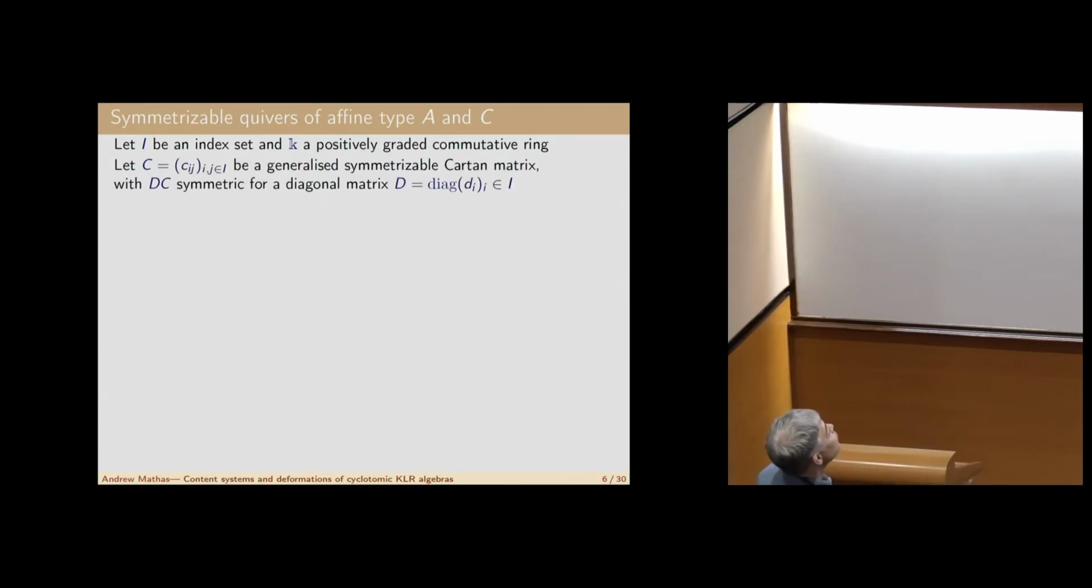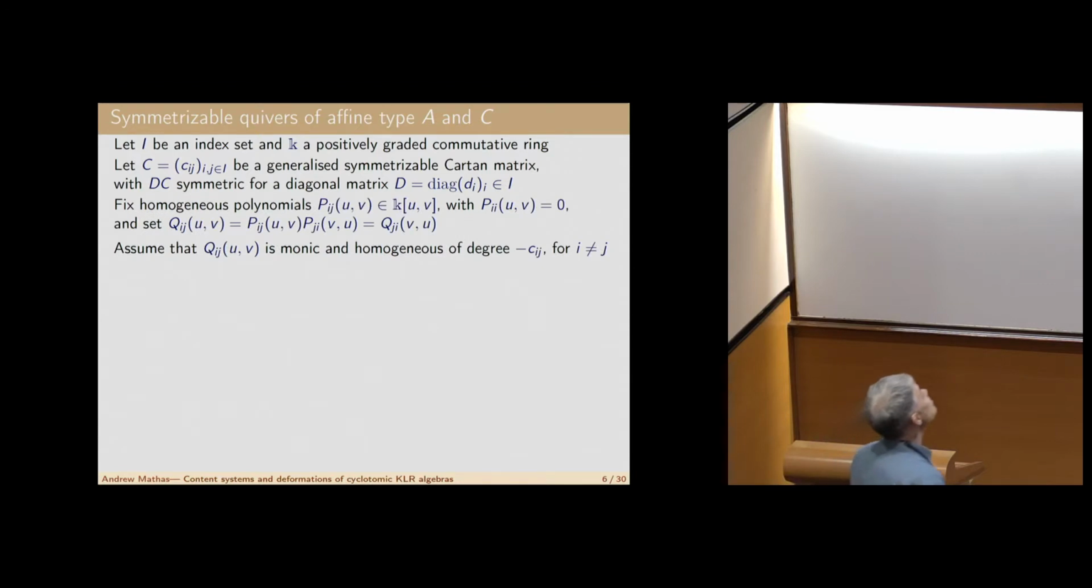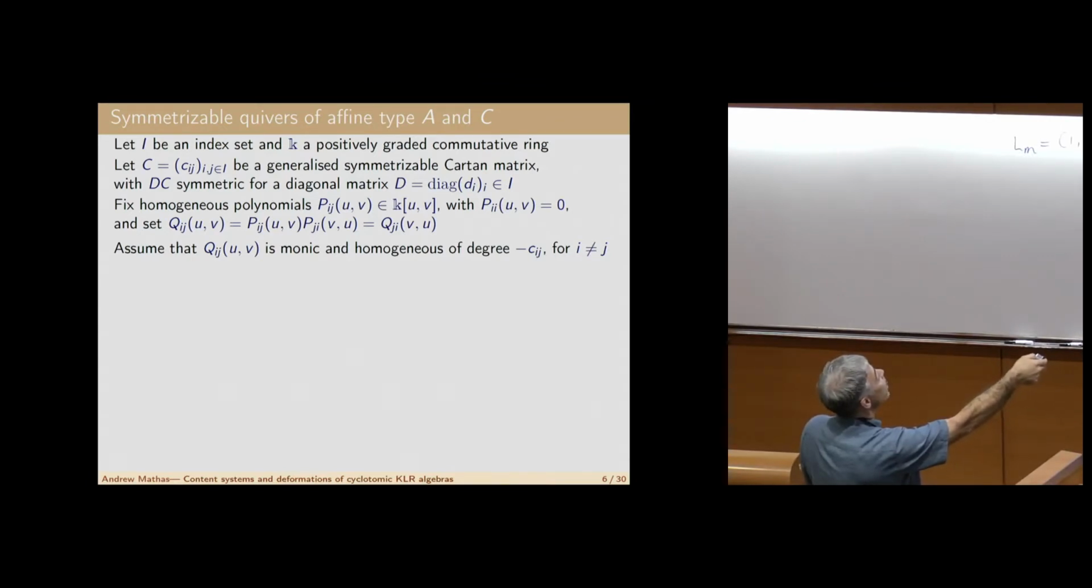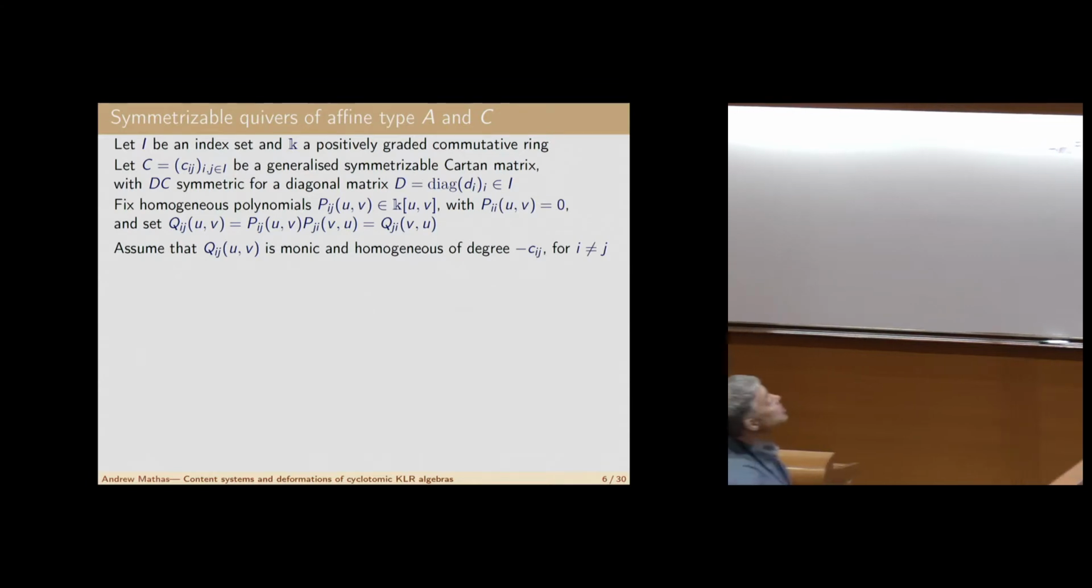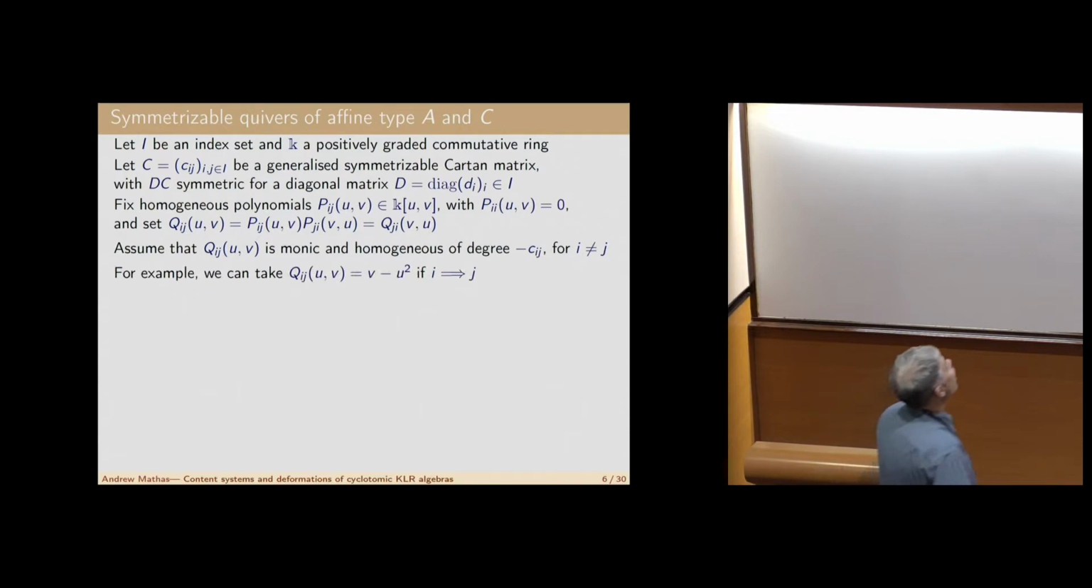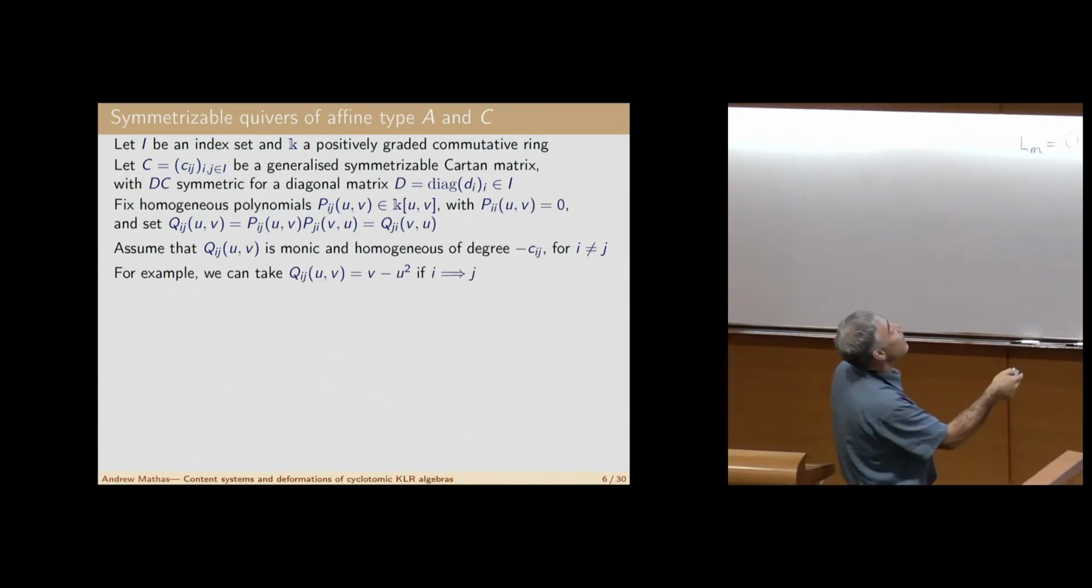I want to take a Cartan matrix, which is a symmetrizable matrix. And then I want to take polynomials, P_ij(u,v), which sit inside K[u,v], with the property that the P_ii's are 0, and then I want to let Q_ij be what I get by taking the product of these two things. And I want to assume the Q_ij's are monic and homogeneous of degree minus c_ij, where c_ij is in the Cartan matrix. One example: if I had a double edge going from i to j in the Dynkin diagram, then I could take this polynomial here.